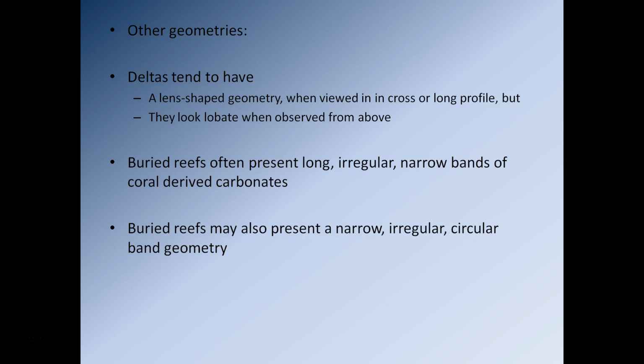And then of course we have coral reefs. Coral reefs will obviously give rise to limestones. So buried coral reefs will present a very long, irregular, narrow band of coral-derived carbonates. So what you'll see is a limestone that's made up of lots of bits of broken up coral. And then when you track that layer of limestone, you'll see it forms this very long, narrow, irregular band. And so you're going to instantly know that this limestone was deposited by a coral reef or formed in a coral reef environment.